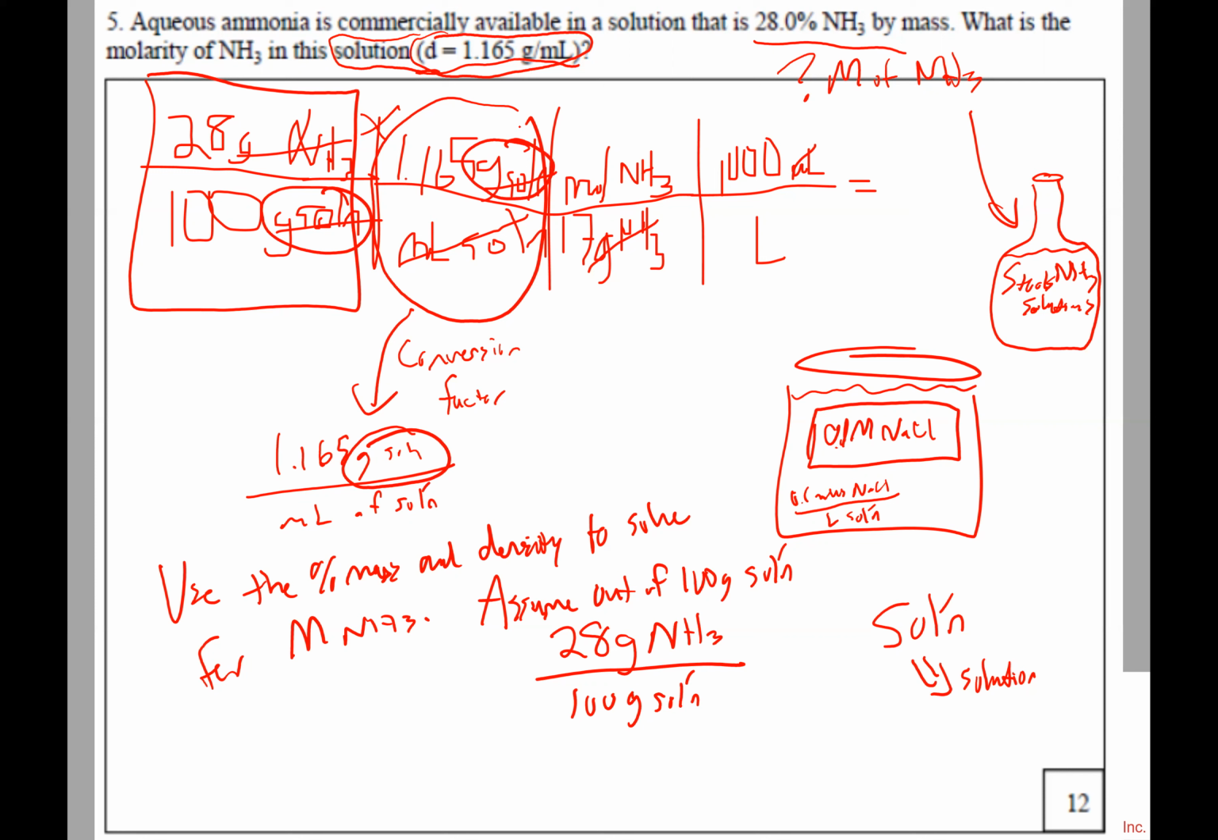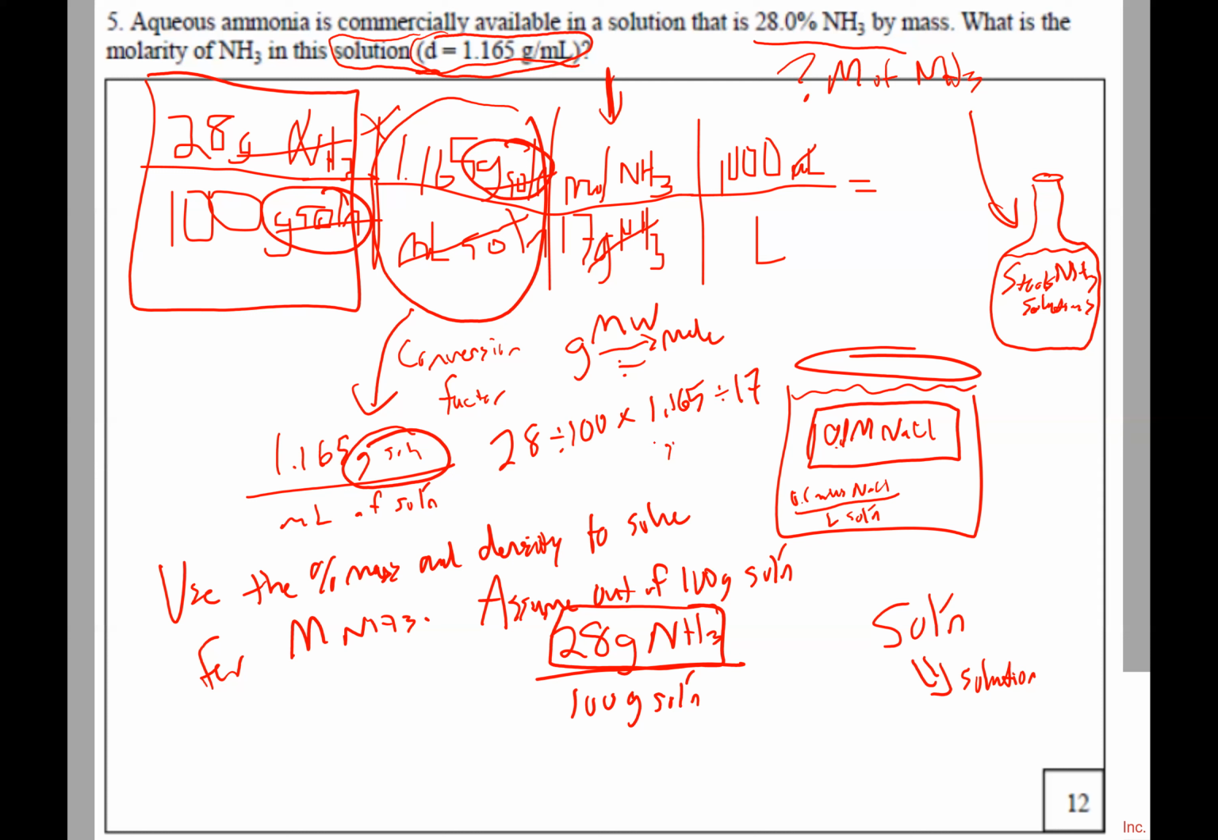Now, the second part. Up on the top portion of the percent mass, when you assume it's out of 100, that means you have 28 grams of NH3. Remember back to the fact that the roadmap is grams to moles. To go from grams to moles, you divide by the molar mass. The molar mass of NH3 is 17 grams per mole. So we take the 28 divided by 100 times the 1.165, and then since we're dividing by the molar mass, we divide by 17 grams per mole.